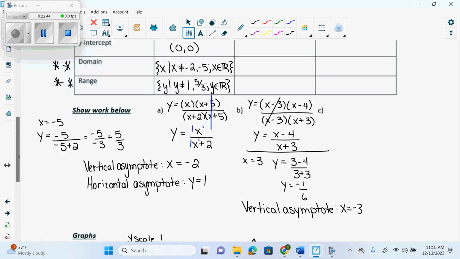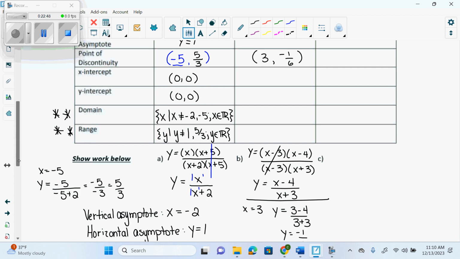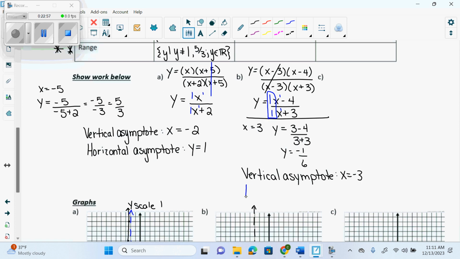And then I have what's left over here. I have degree 1, degree 1. So I take the leading coefficients, which both happen to be 1 over 1 again. So I'm going to have a horizontal asymptote at y equals 1.